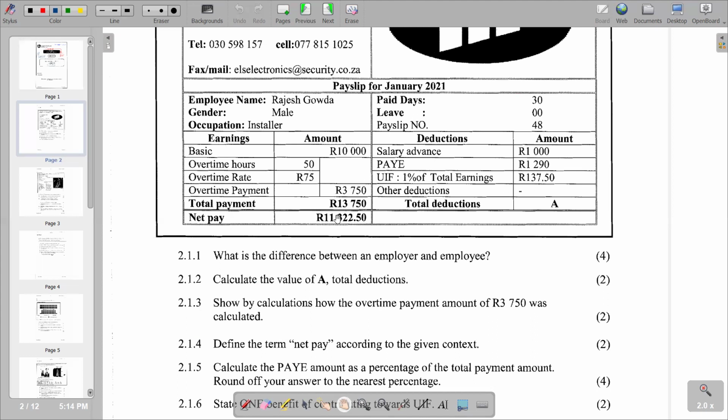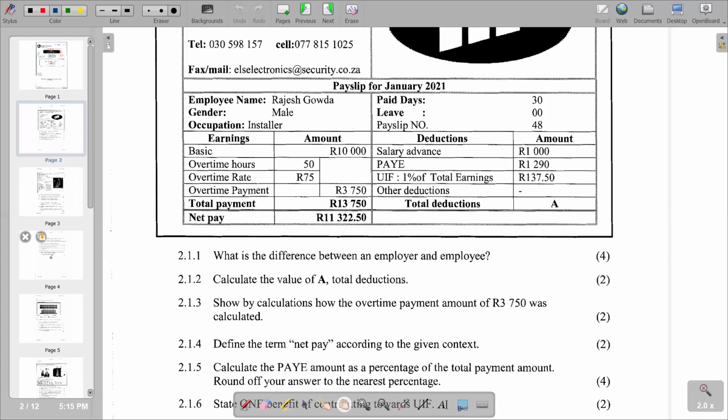We know that the main difference between an employer and an employee is that the employer is the person, or be it the business, who hires or gives other people jobs. So basically, the employer hires workers, and the employee is the person that has been hired to do a particular job. It might be a person, an institution or a business that has been hired to do a job, that becomes an employee.